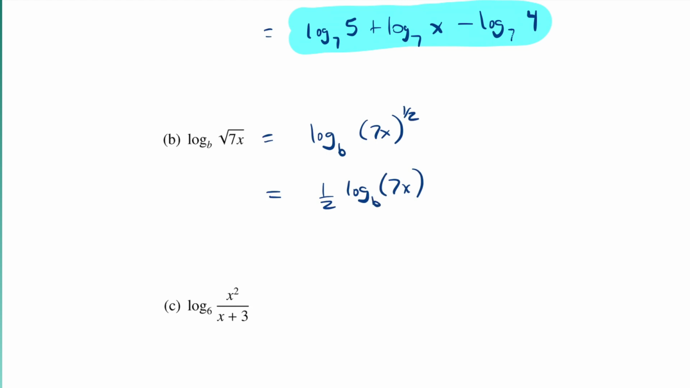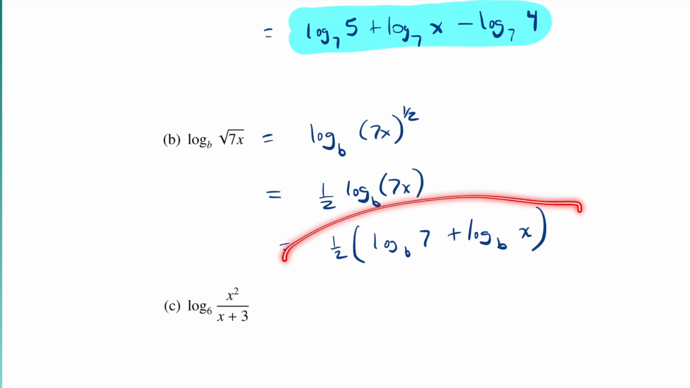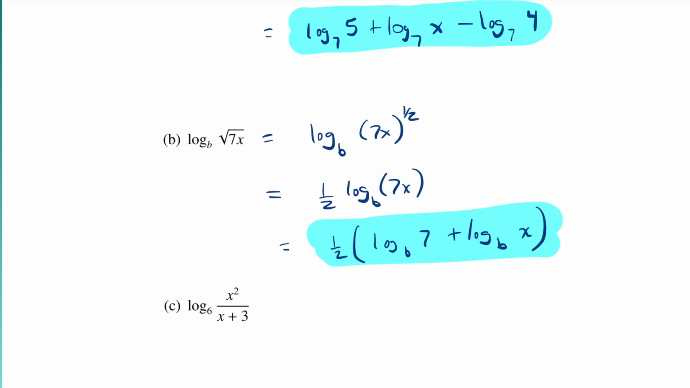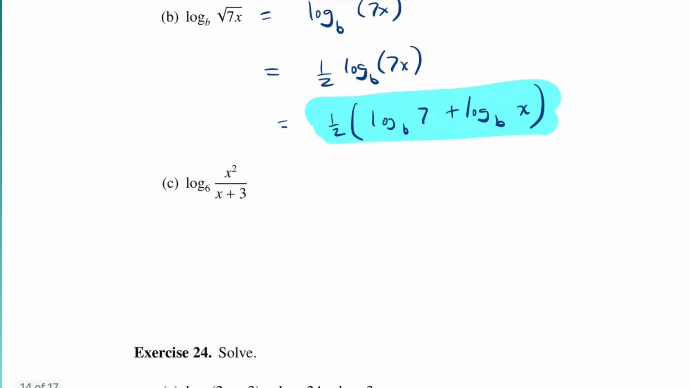And finally, we can expand the 7 and the x by addition. Log base b of 7 plus log base b of x. And I'm using parentheses because the 1/2 coefficient applies to both of the logarithms. So you can either choose to distribute if you like and have them written in the front as coefficients, or you can leave it factored the way I have it. I'm going to leave it factored. I prefer it factored personally, but either way is fine. All right, the last of these type is you're going to separate the numerator from the denominator by subtraction.